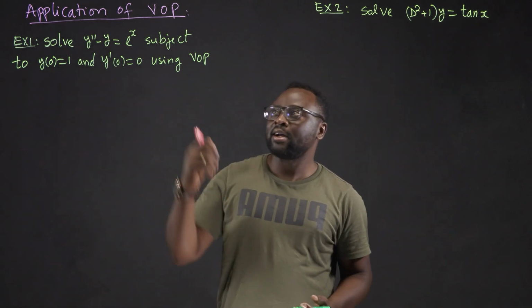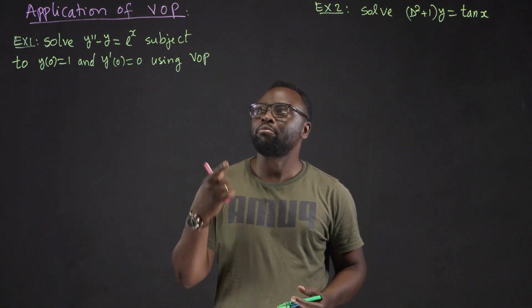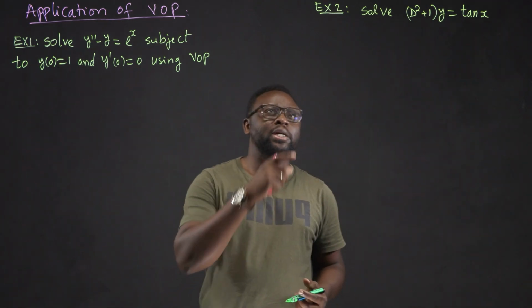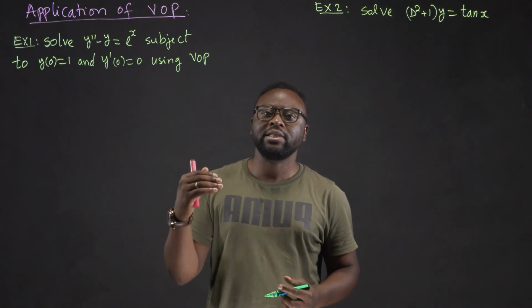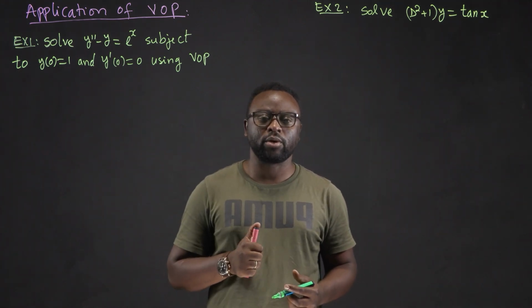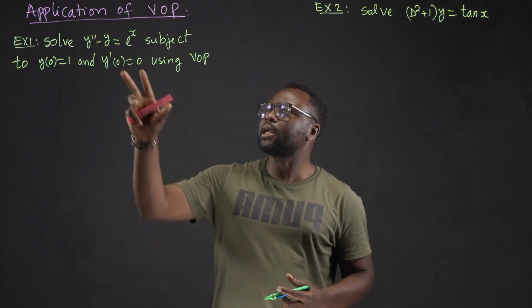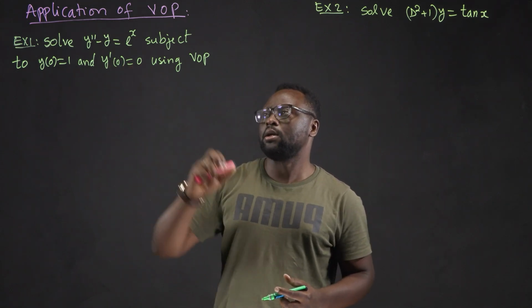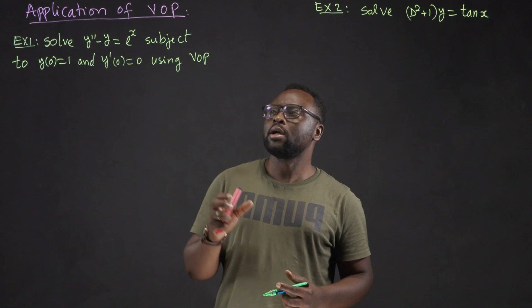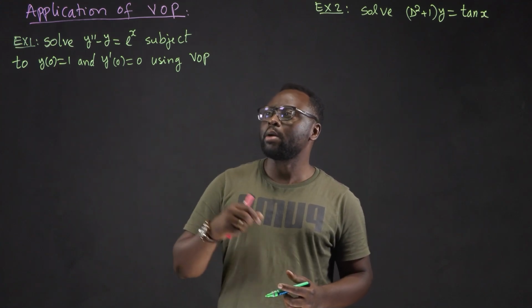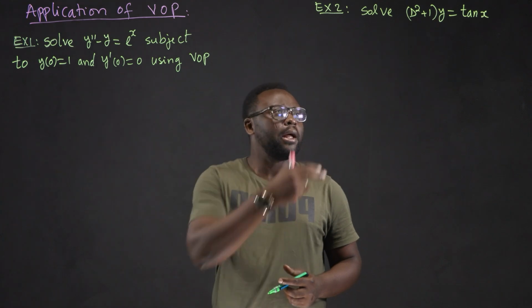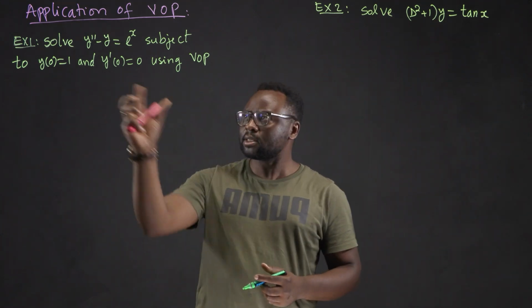All right, as applications of the variation of parameters, I'm giving us two examples here. I want us to solve this by following the 4 steps I mentioned in the previous video, okay? So the first example, we are given this non-homogeneous equation subject to this condition, y of 0 equal 1 and y prime of 0 is equal 0. And the second example is also simple. So let's start with this.